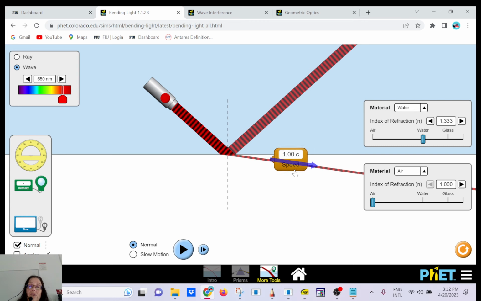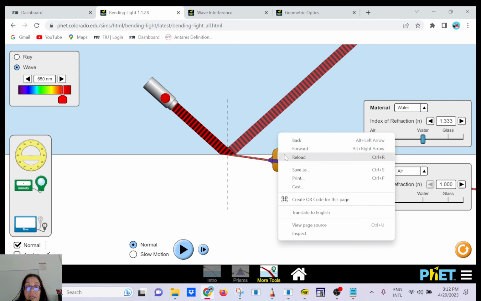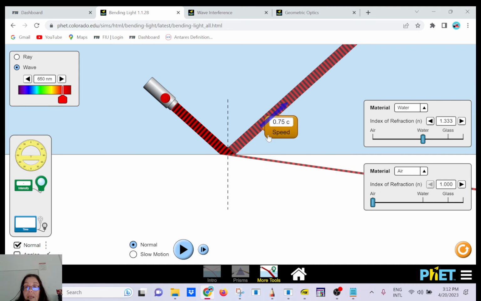Here in air, it's about 100% the speed of light. Inside there, it's going to be less. How much less? This is water, by the way. So it's going to be the speed of light divided by 1.33. So it means it will be 75% the speed of light in water. Basically, it changes the speed.